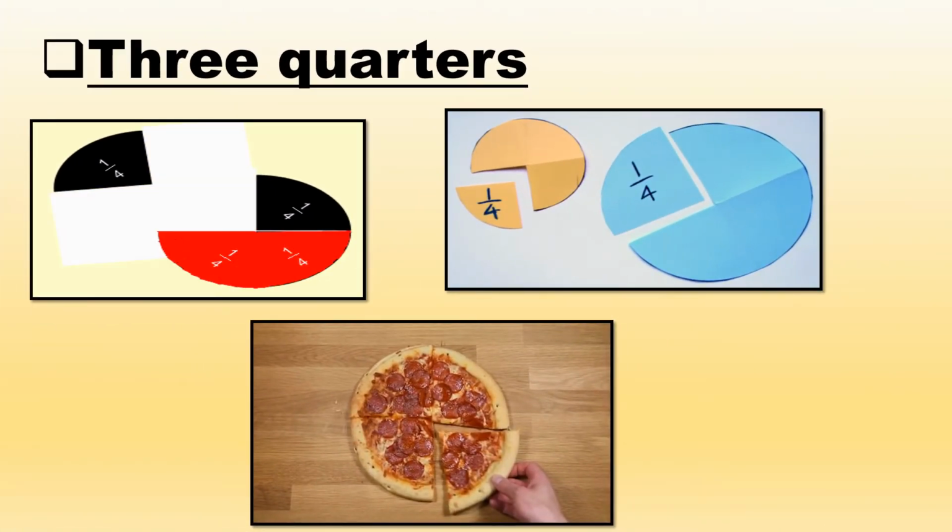Three quarters. In the figure, an object is divided into 4 equal parts. If 3 parts are taken out of these 4 equal parts, then it is called 3/4 of the whole. See students, in this figure, quarter plus quarter plus quarter make 3/4. This is shown by the fraction 3/4.